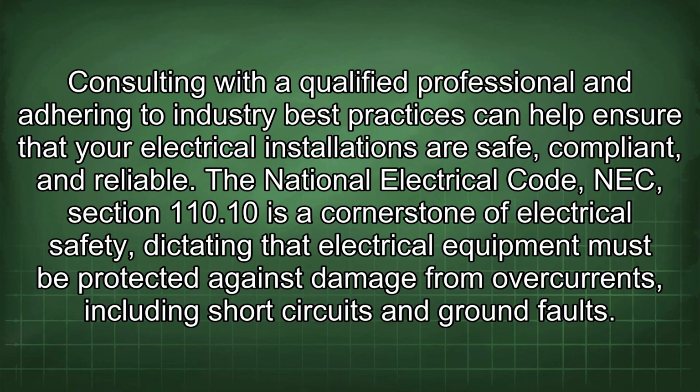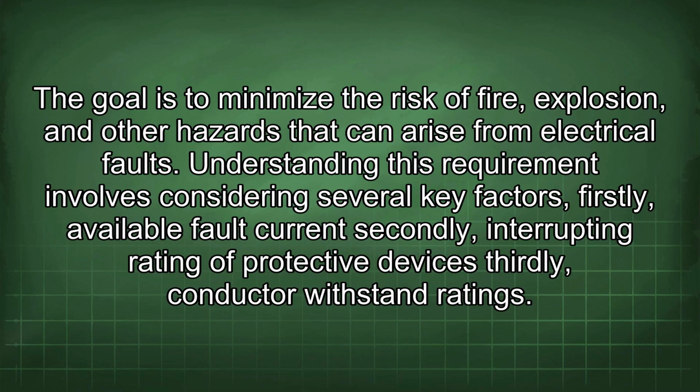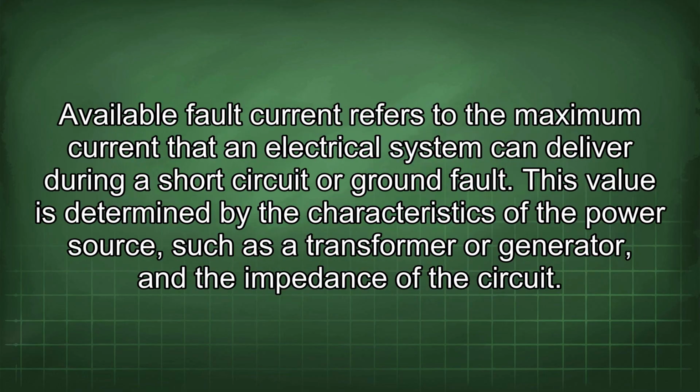The National Electrical Code, NEC Section 110.10, is a cornerstone of electrical safety, dictating that electrical equipment must be protected against damage from overcurrents, including short circuits and ground faults. The goal is to minimize the risk of fire, explosion, and other hazards that can arise from electrical faults. Understanding this requirement involves considering several key factors. Firstly, available fault current. Secondly, interrupting rating of protective devices. Thirdly, conductor withstand ratings.